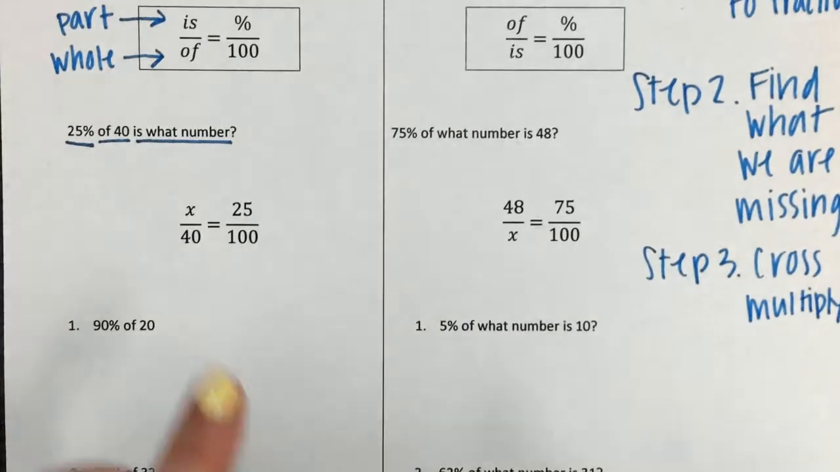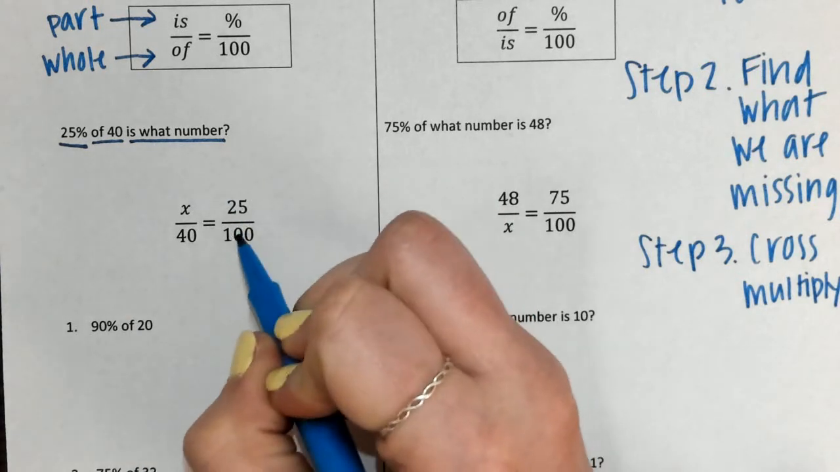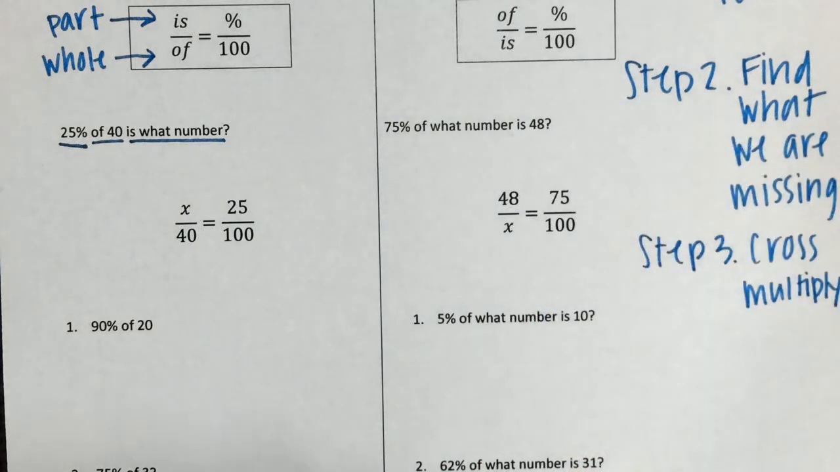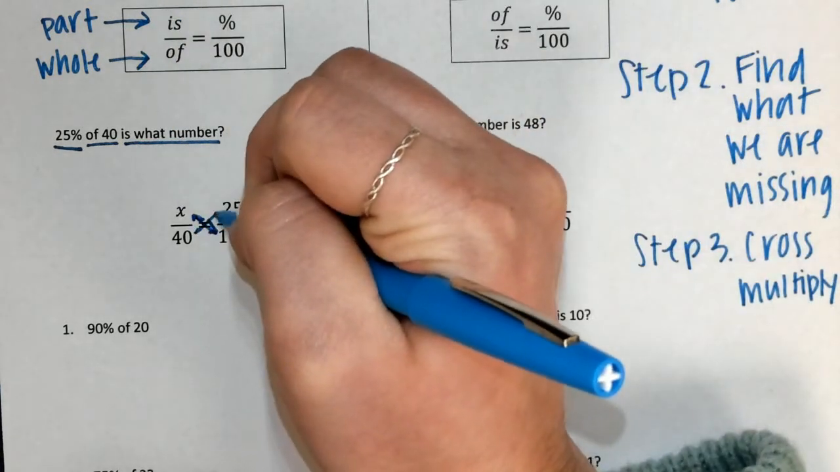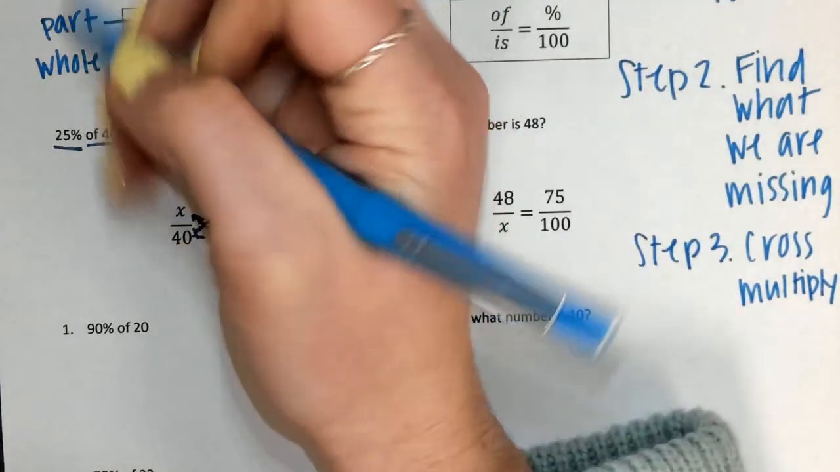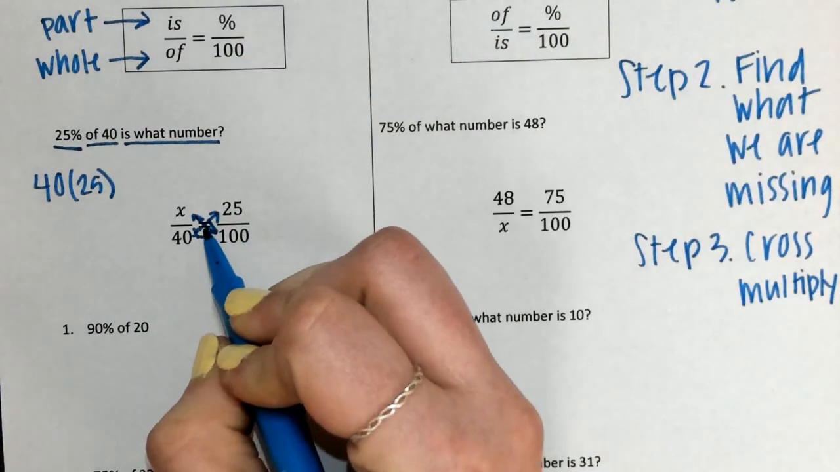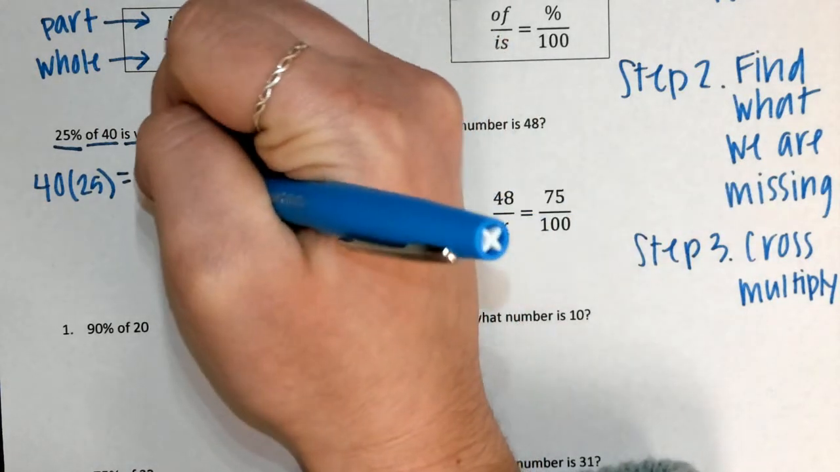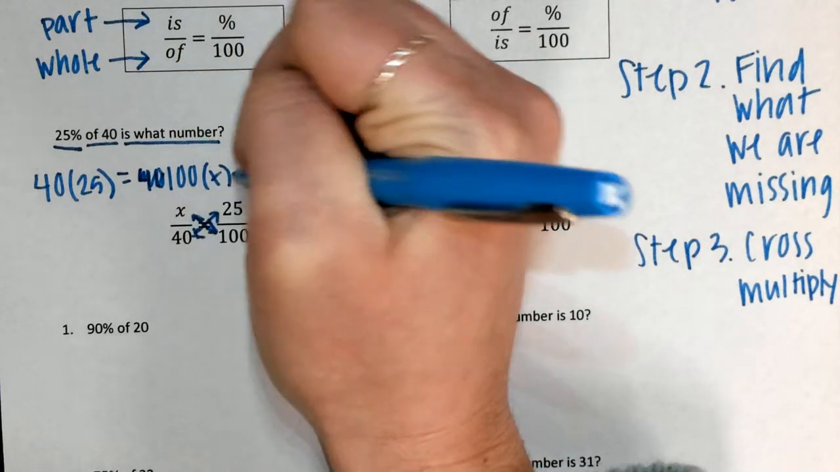So we have our problem set up. Now we need to cross multiply because we converted our percent to a fraction and we found what we're missing. We're missing the is or the part, which is x. So we're going to cross multiply, which means we multiply diagonally. So we are going to do 40 times 25. I'm going to write that over here. So 40 times 25. You can see this was an equal sign, so I'm going to set them equal to each other. And it's going to be 100 times x.